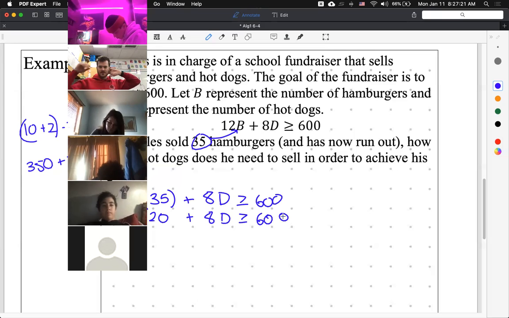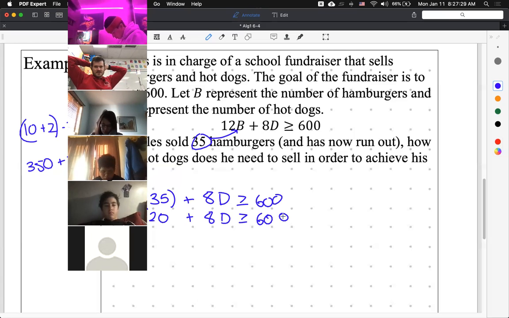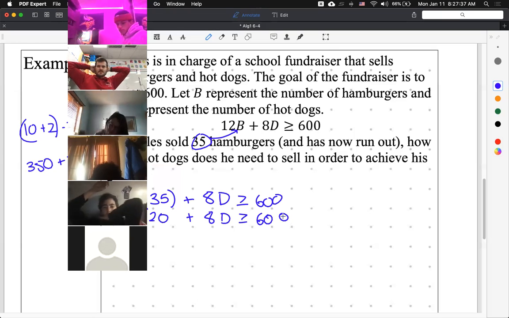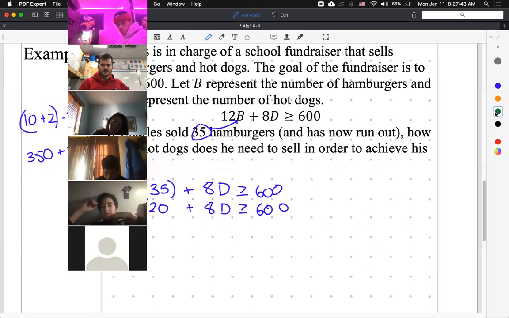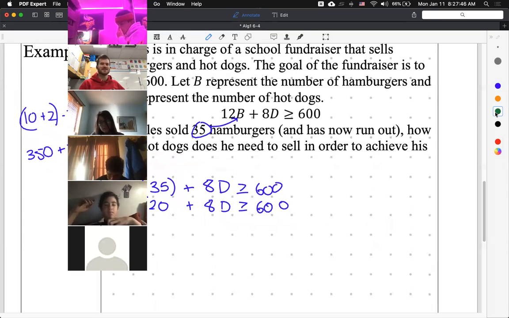All right. Alden has the first step. I need another step. Someone else. We're trying to solve for capital D because that will tell us the number of hot dogs Charles needs to sell. Yeah, Giorgio's back. Go for it. I wasn't raising my hand. Darn it. All right.